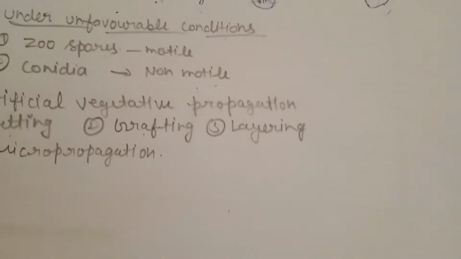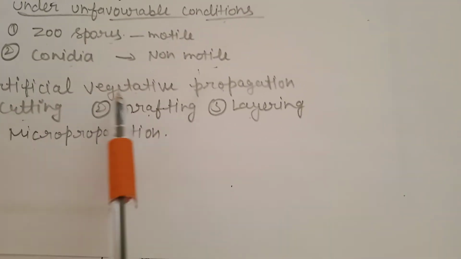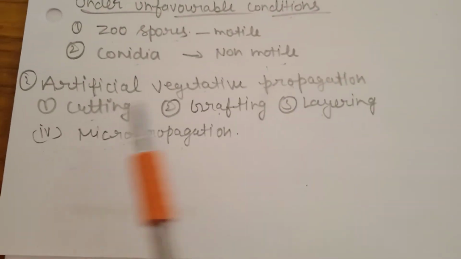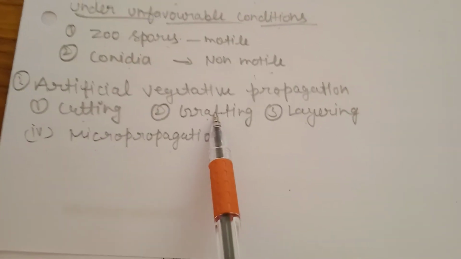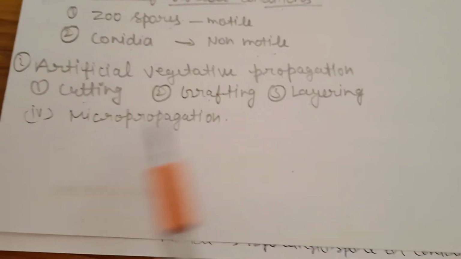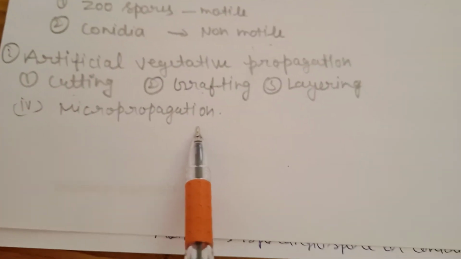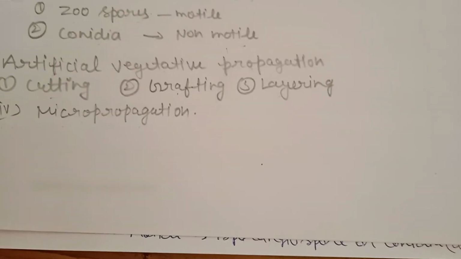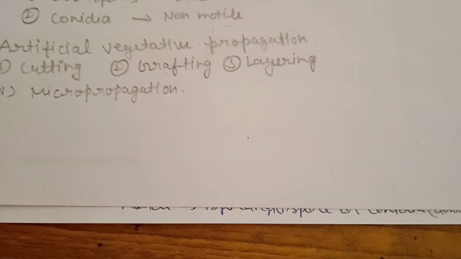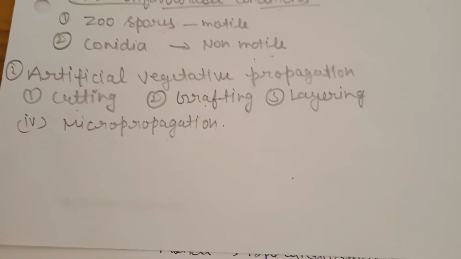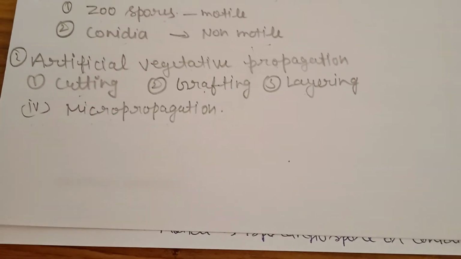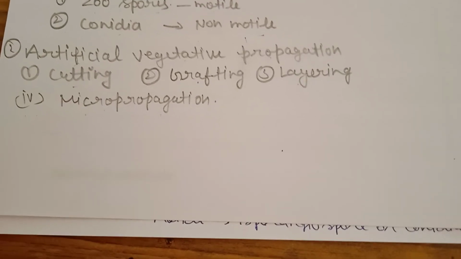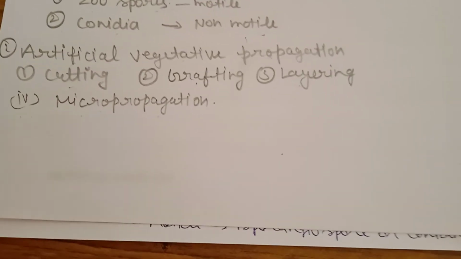Okay, so next is artificial vegetative propagation. There are four types of artificial vegetative propagation. The first one is cutting, the second is grafting, the third is layering, and the fourth is micropropagation. For cutting, you can take a very easy example from your home. If we take the stem of a rose and simply bury it in the soil, after some time it will grow automatically. So this is cutting.